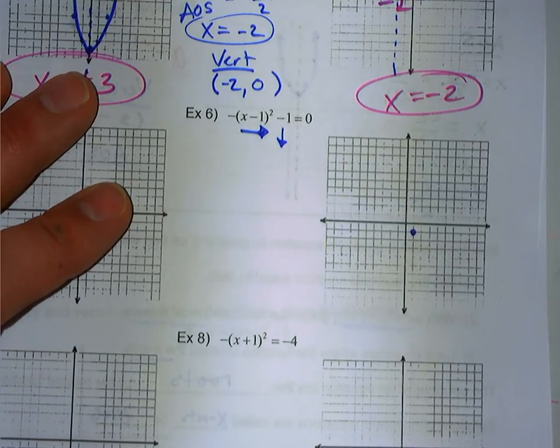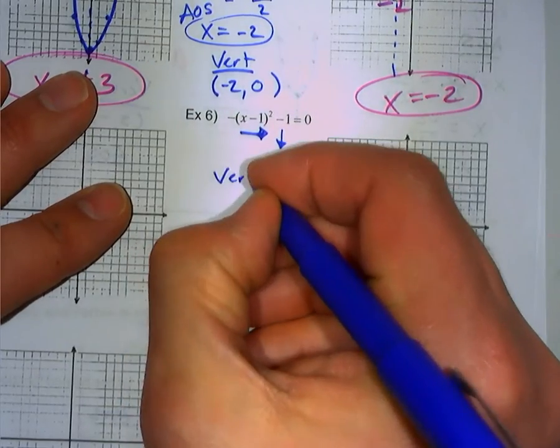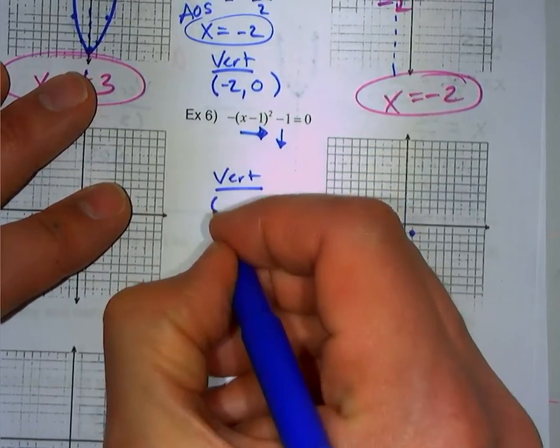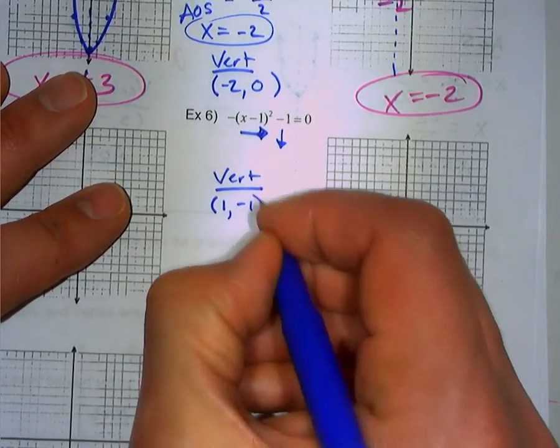We okay with that? So I'll write that vertex out for us. Vert for short. I went to the right 1 and down 1. I'm at 1, negative 1.